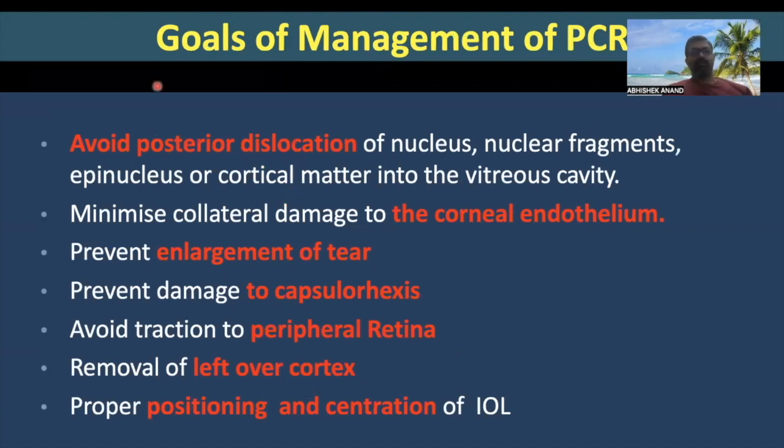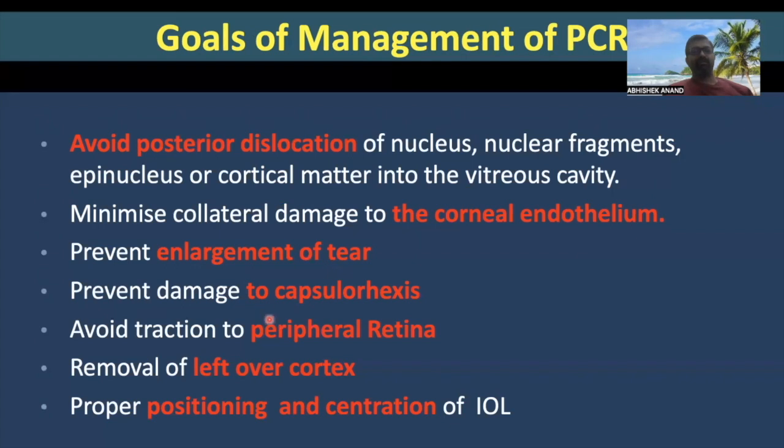One of the goals of the management of PCR would be to avoid posterior dislocation of the nucleus. But avoiding posterior dislocation of the nucleus doesn't mean wild fishing maneuvers. It can be safely done in a very controlled way. You minimize the collateral damage to the corneal endothelium, and you prevent enlargement of the tear. And why does the PCR tear enlarge? It is mainly because the vitreous prolapses and tears apart the two lips of the PCR.